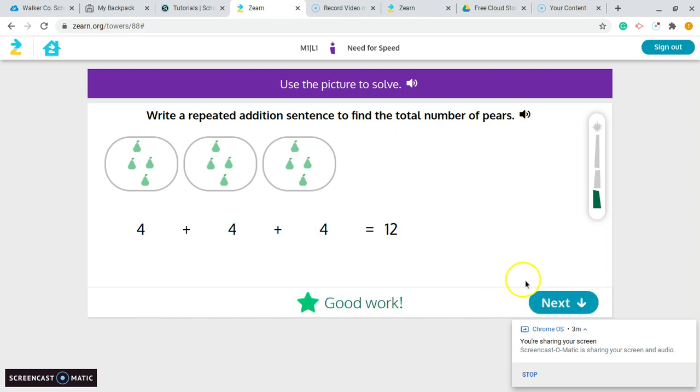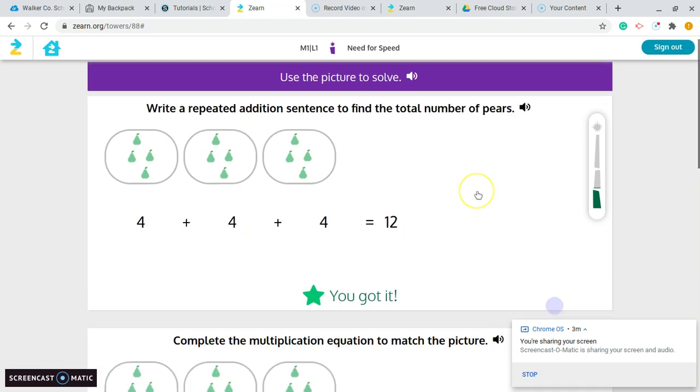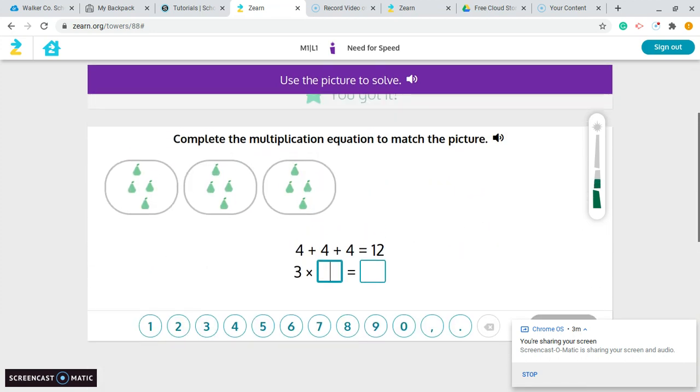Now I want to show you what happens if you type the incorrect answer. So on the next one, I will show you that. And again, repeated addition is the same thing as saying multiplication. And we are saying 3 groups of, remember this X, or the multiplication sign, means groups of, so 3 groups of 4.